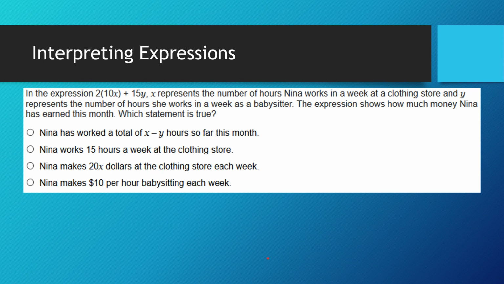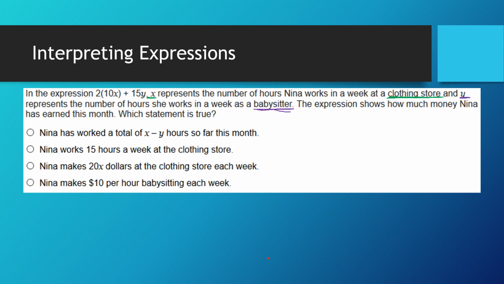Let's try another one for interpreting pieces of an expression. So in the expression 2 times 10x plus 15y, x represents the number of hours she works at a clothing store. I'm going to color code that real quick. So x is the clothing store. And then it says that y represents the number of hours she works in a week as a babysitter. The expression shows how much money Nina has earned this month. Which statement is true?